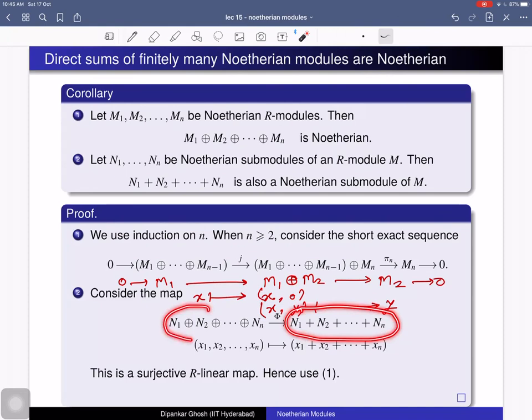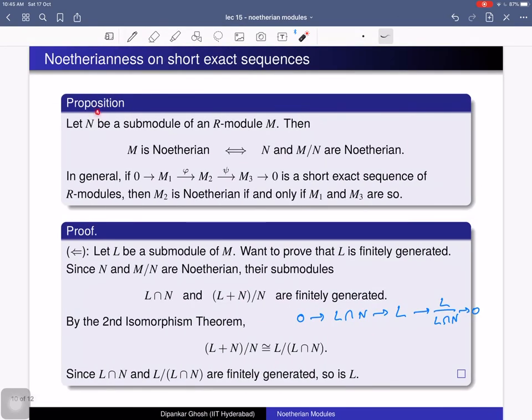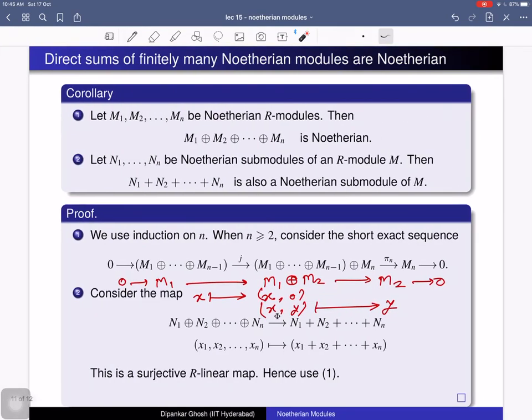So this is a surjective R module homomorphism, and then this one is just isomorphic to the quotient module of this direct sum, and because of this proposition that if something is Noetherian, then its quotient module is also Noetherian. So using that, since this direct sum is Noetherian, the quotient module of this is Noetherian, and that quotient module is isomorphic to this usual sum, so that will also be Noetherian.